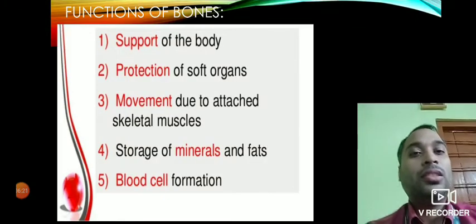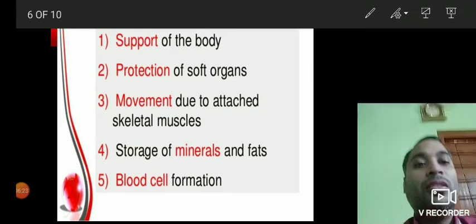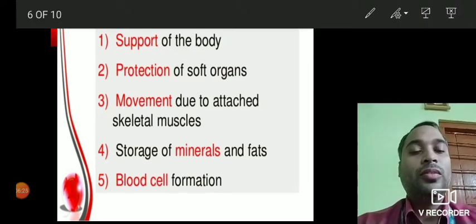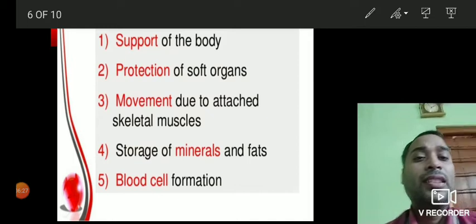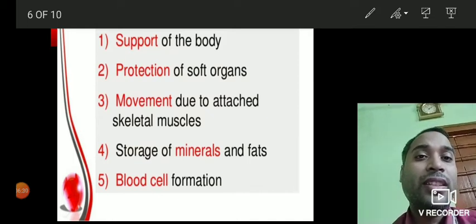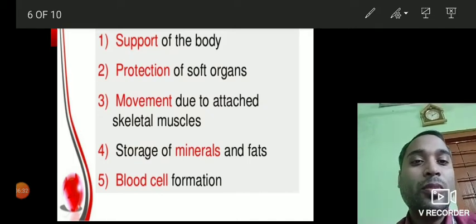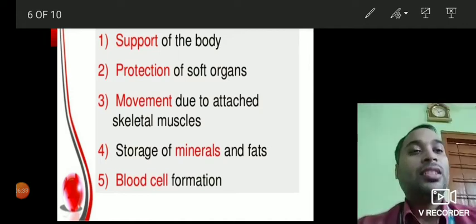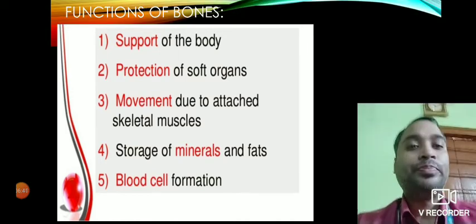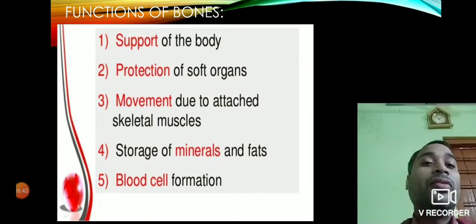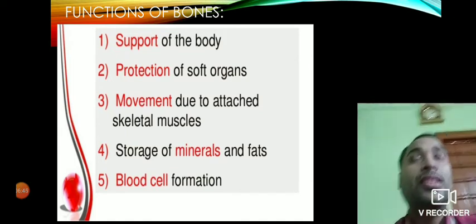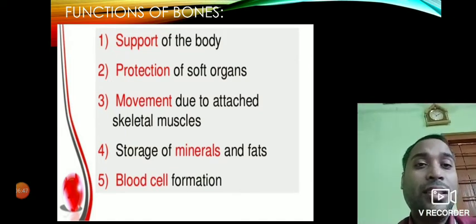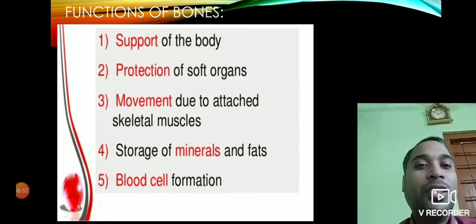Now we can summarize the functions of bones. So what are the functions? As I said, it is quite similar to the function of the skeletal system, because more or less bones are the main part of the skeletal system. It supports the body. Then protection of soft organs, we have already discussed organs such as the heart, lungs, and also the brain. They are protected by the bones only.